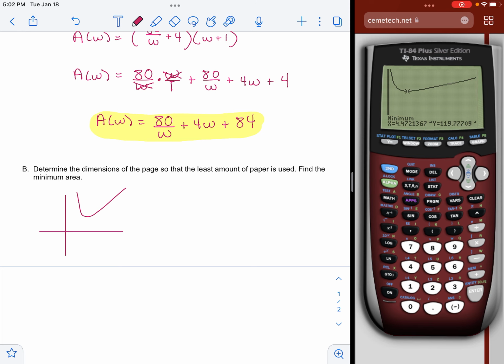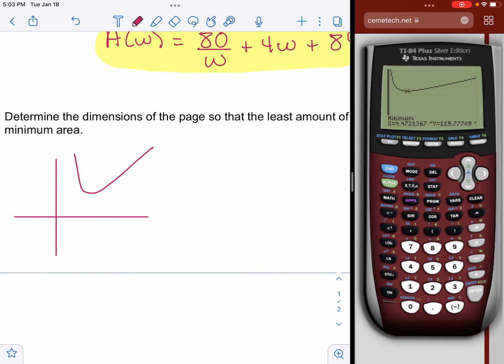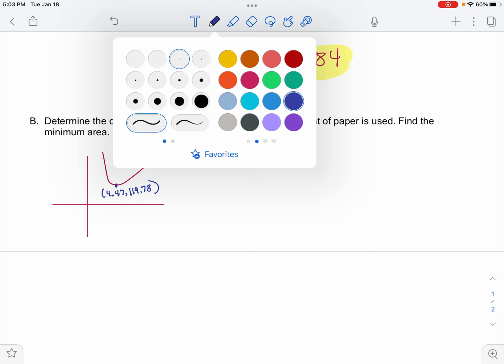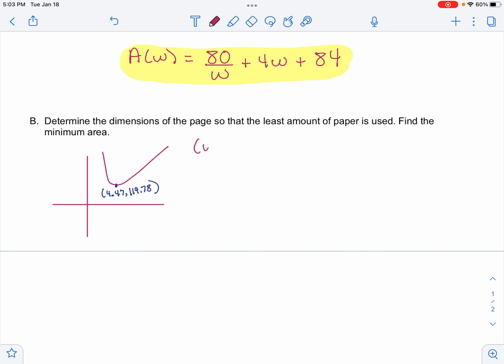All right, I like to label this first. I'm going to go with 2 decimal places if it doesn't specify. So 4.47, 119.78. Again, I want to think about what this information gives me. At this point, the x value is W and the y value is A. The question asks to determine the dimensions of the page so that the least amount of paper is used.